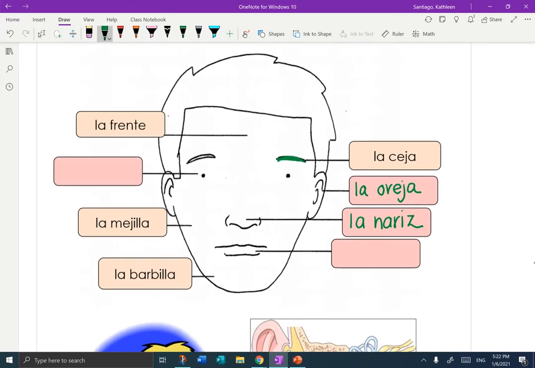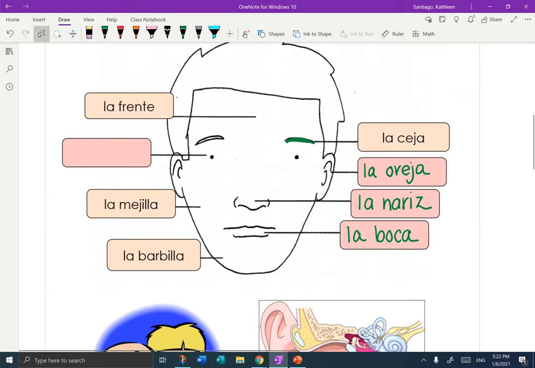Going down, your mouth is la boca. Remember the word for sandwich was bocadillo? Basically, you were calling it a mouthful, la boca. Your chin is your barbilla, and that's where the word barber comes from, the barber who shaves your chin. Mejilla is your cheek, la mejilla, double L equals Y. The next one is el ojo, if we're talking about one. Los ojos, if we're talking about both eyes.